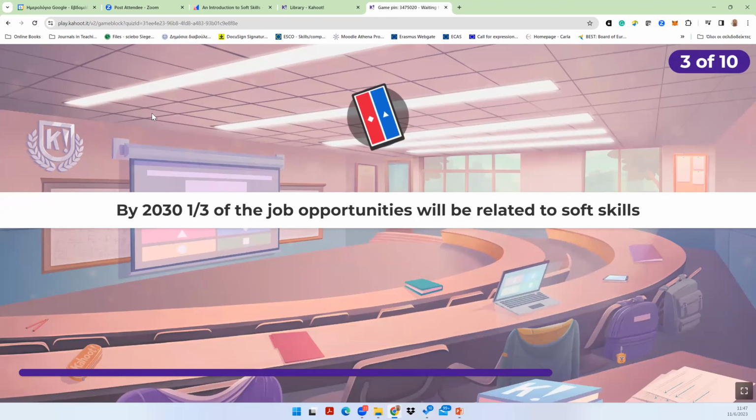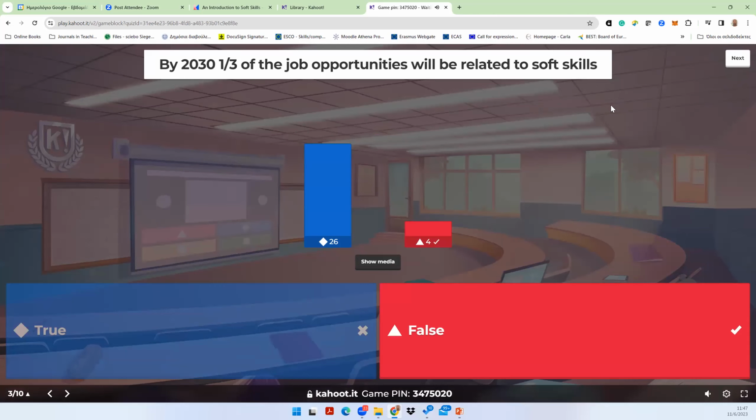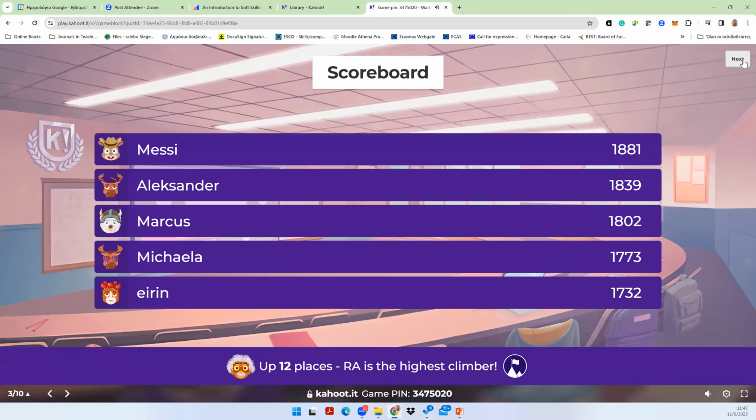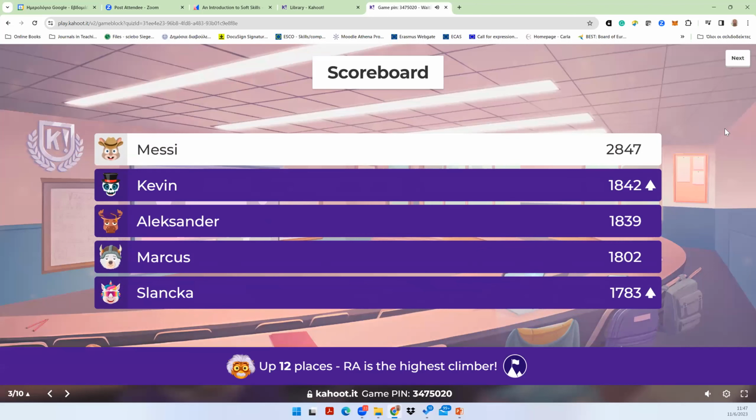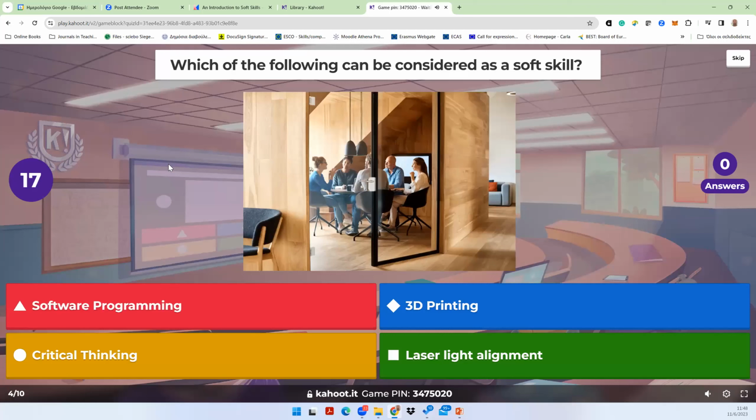By 2030, one third of the job opportunities will be related to soft skills. I have presented to you how important they are. So it's easy. The answer I think here is easy. Correct. So let's see the Messi, Alexander, Kevin. Oh, Messi. Who is Messi? I would like to ask who is Messi in order to buy him or her a present. Quiz. Which of the following can be considered a soft skill? Now, you can answer more than one or just one answer.